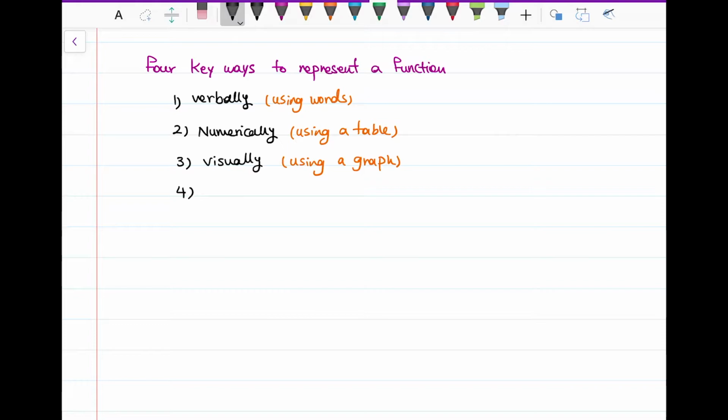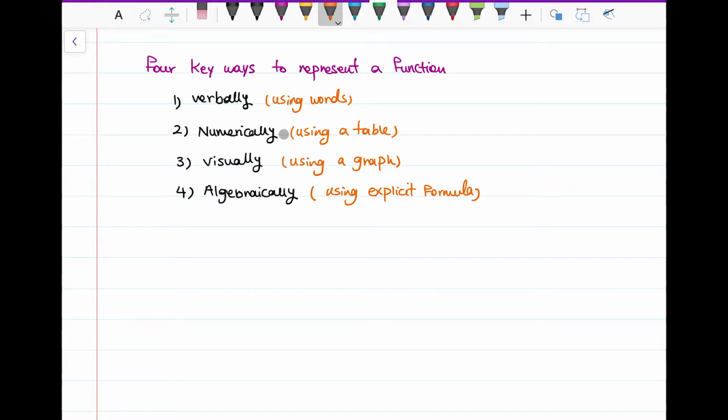And the last one is algebraically. Algebraically means that we are going to use some explicit formula to represent the function, using explicit formulas to represent a function. Using words, we don't usually use that. This is not useful to describe a function using words.